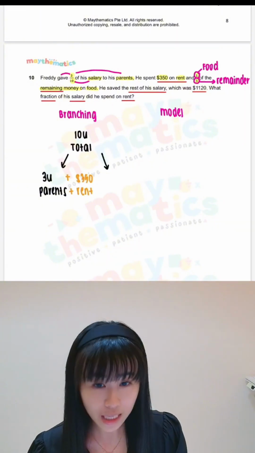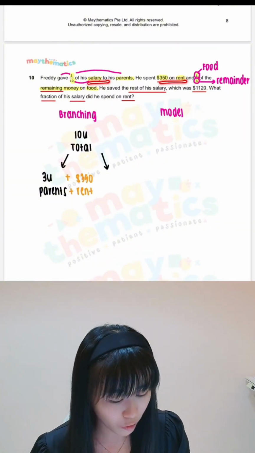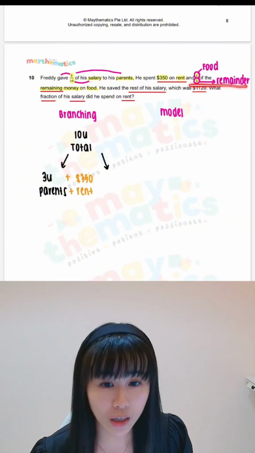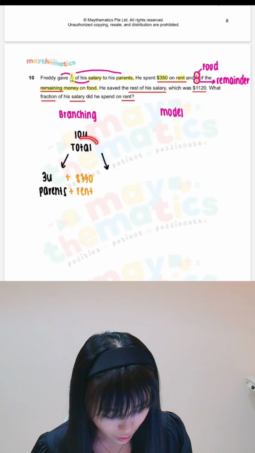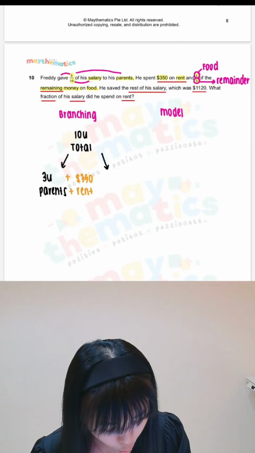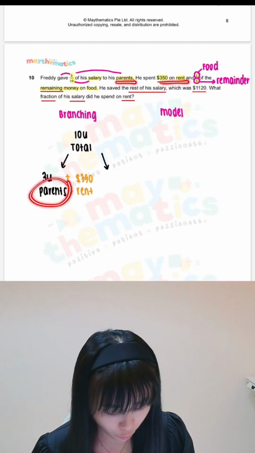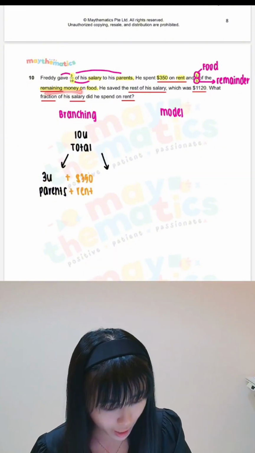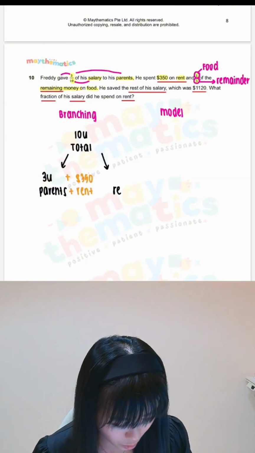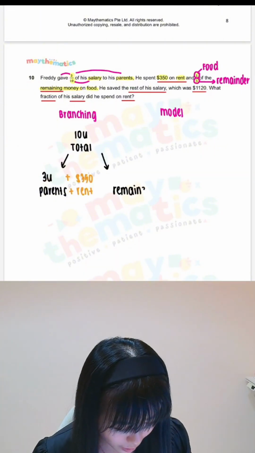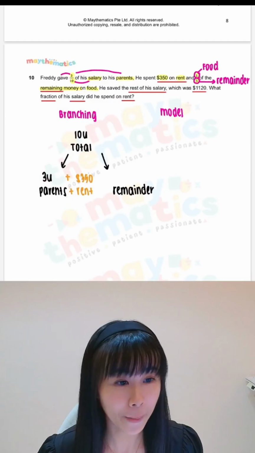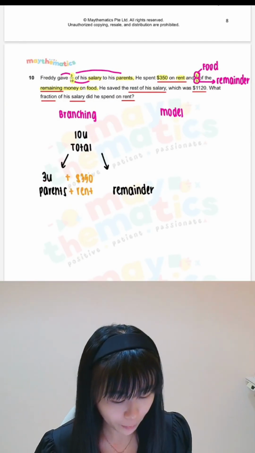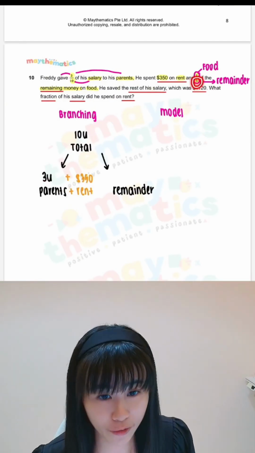You see, salary comes first, then spend on the rent, and after that go to the remainder. So salary comes first, then the parents, then the rent, and now the remainder, I will put it here. This is the remainder. Like this. Then what happened? Now your remainder is 5.